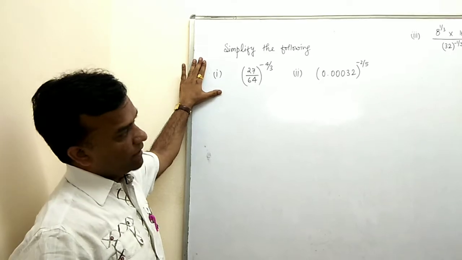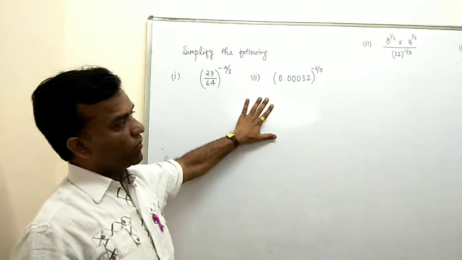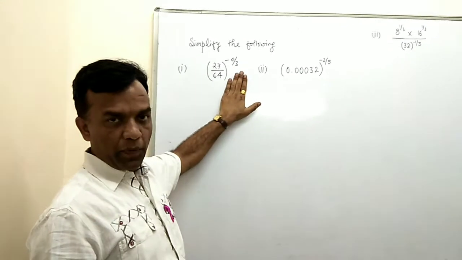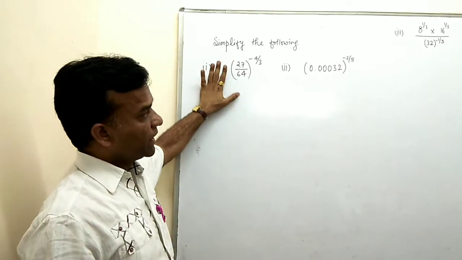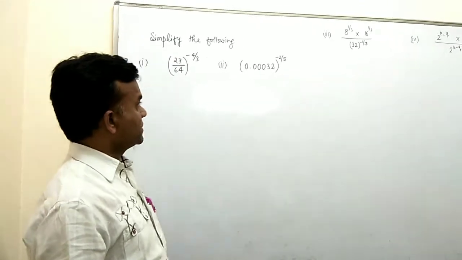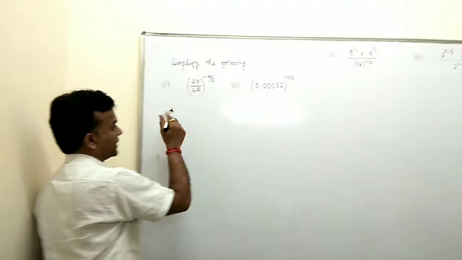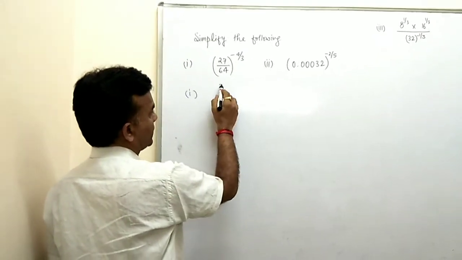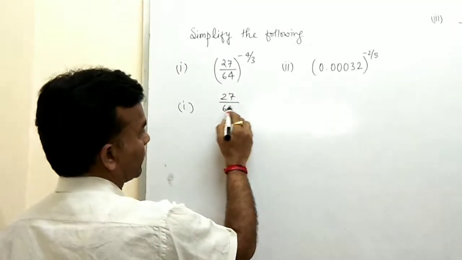Here we have 4 examples. For the exponential, you simplify: the basic powers are given, some numbers are given, then how do you simplify? All 4 questions you simplify and write down the answers. Like first here we start, your first part is 27 by 64.